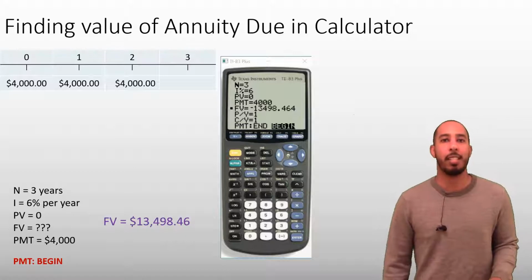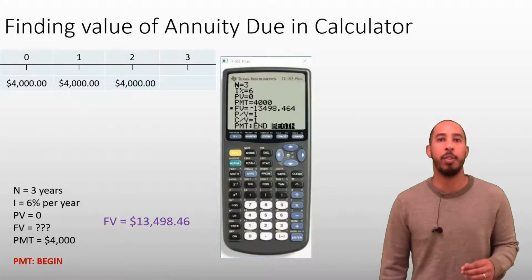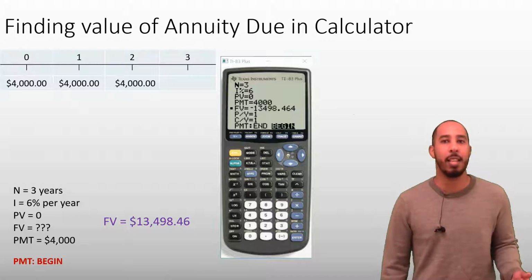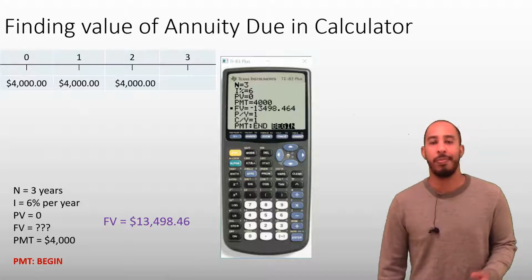I think it's good practice to switch the calculator back to end mode after you complete the problem because annuity dues are not the standard both in this class and in the financial world. They're a very special case.